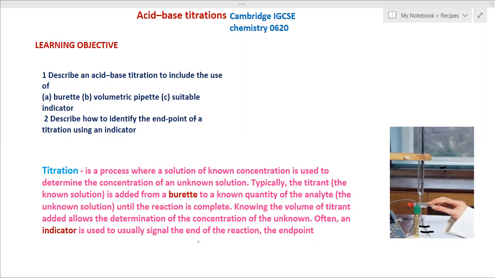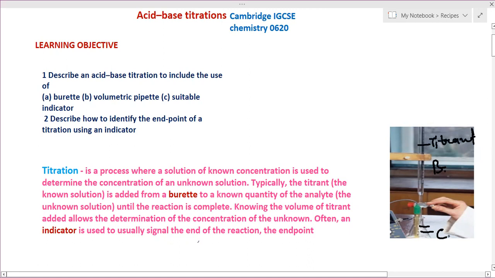Let's see, what is titration? Titration is a laboratory technique which is used to determine the concentration of an unknown solution with the help of a solution of known concentration. Solution of known concentration is taken in burette and solution of unknown concentration is taken in conical flask. The solution that is taken in burette is called the titrant, and the solution of unknown concentration is called the analyte.